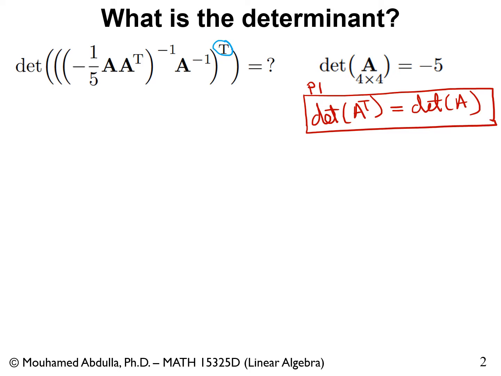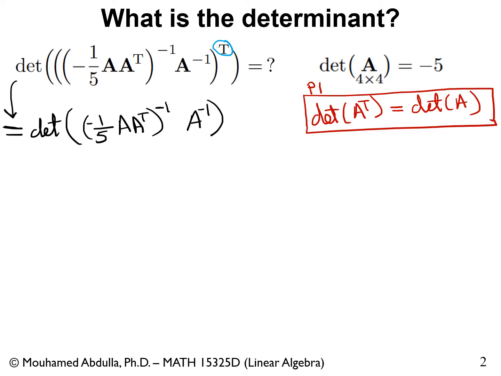And let's see how we could update this expression and possibly simplify it. So this is equal to the determinant of -1/5 times matrix A times matrix A transpose, everything in this expression to the power of -1, times A inverse. But the transpose is no longer needed because we used the first property that you see here. So we use this property in this expression. Okay, let's continue the work.